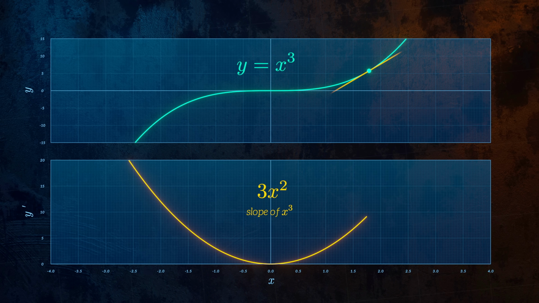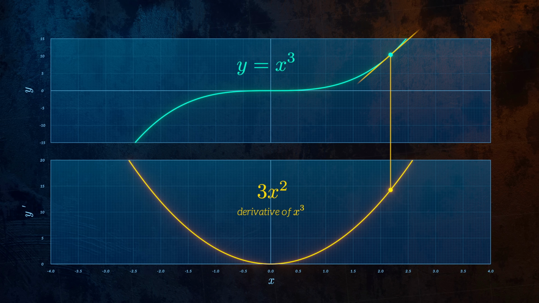As expected, this slope function has a value of 0 at x equals 0, where the x cubed curve is flat, and it increases as we move to the left or the right, where the slope of the x cubed curve becomes steeper. What we've just done, figuring out the equation that gives us the slope of the function y equals x cubed, is called finding the derivative of the function.